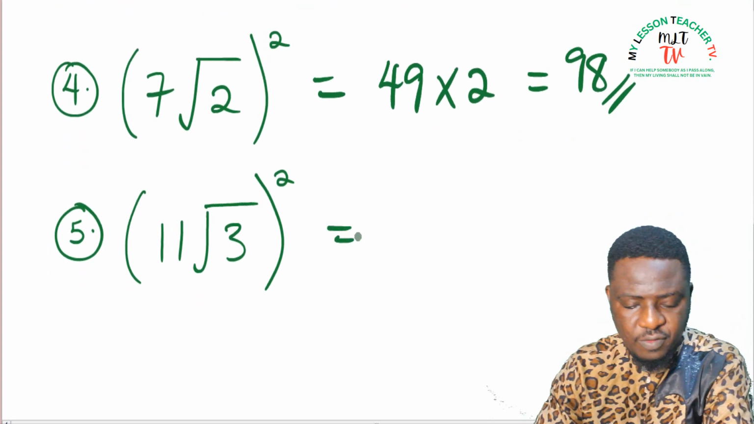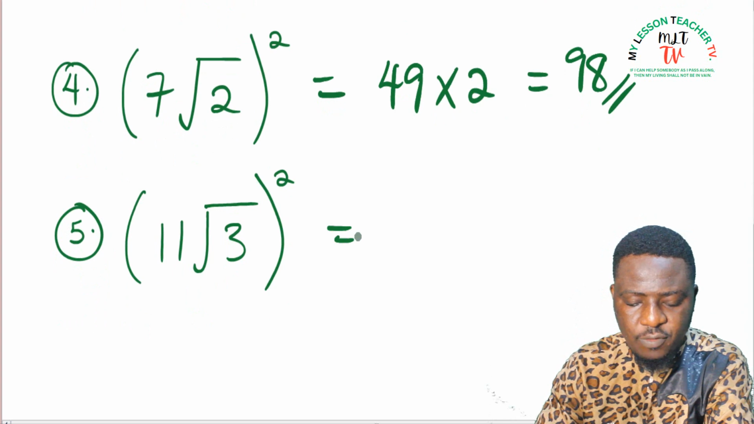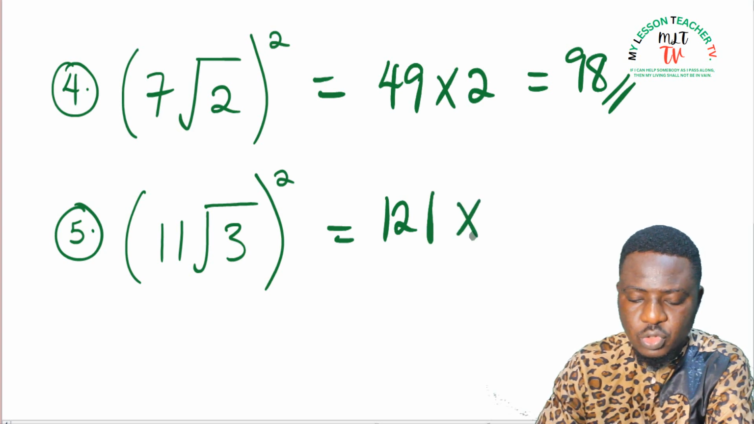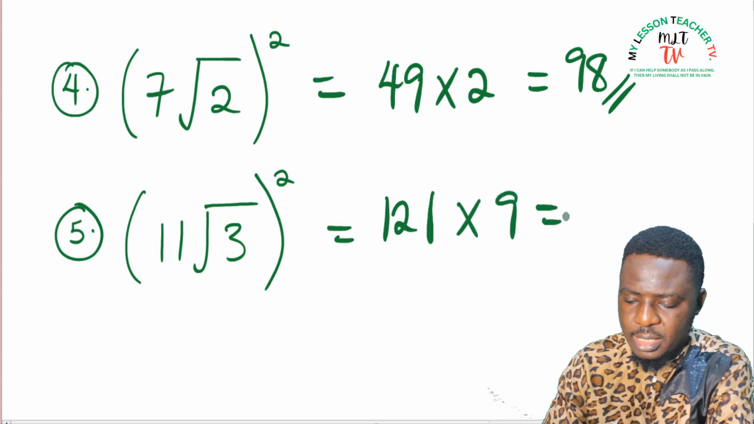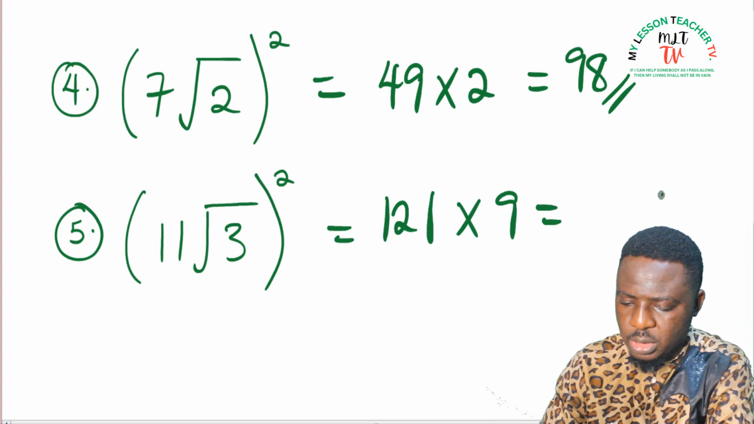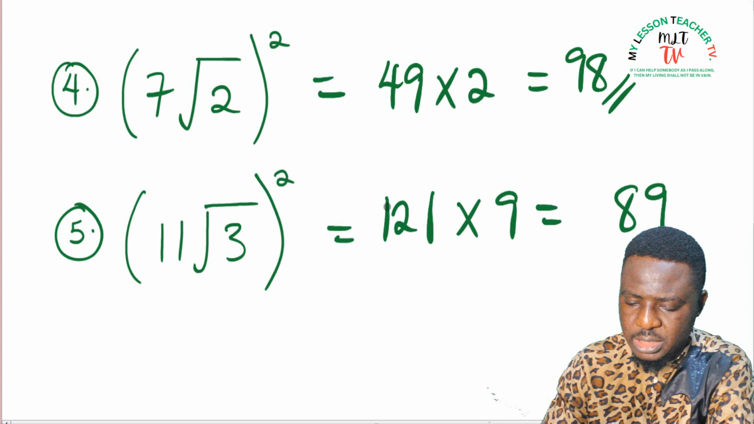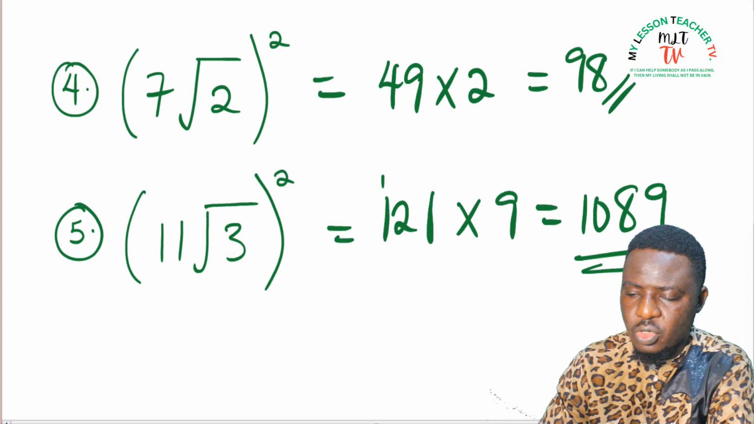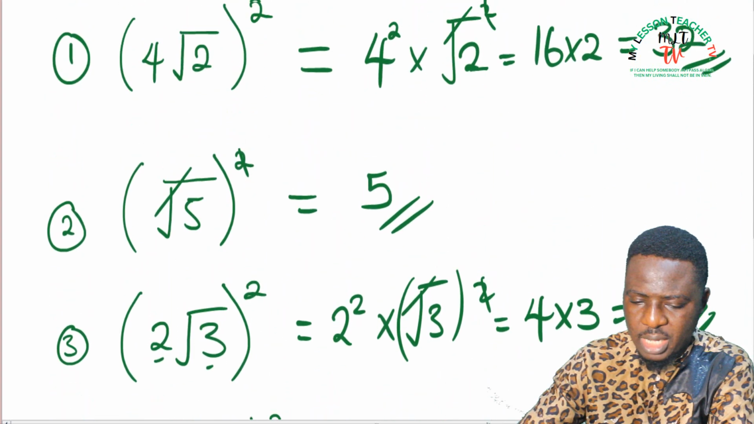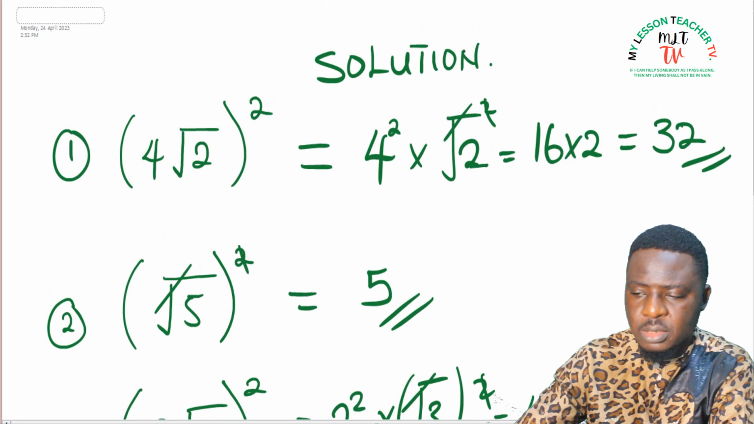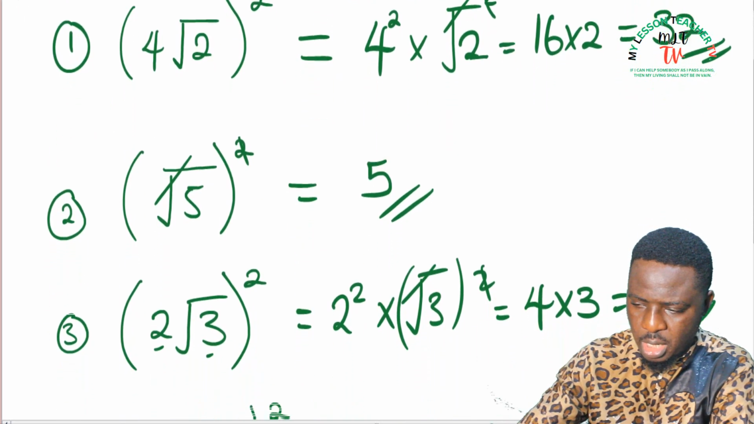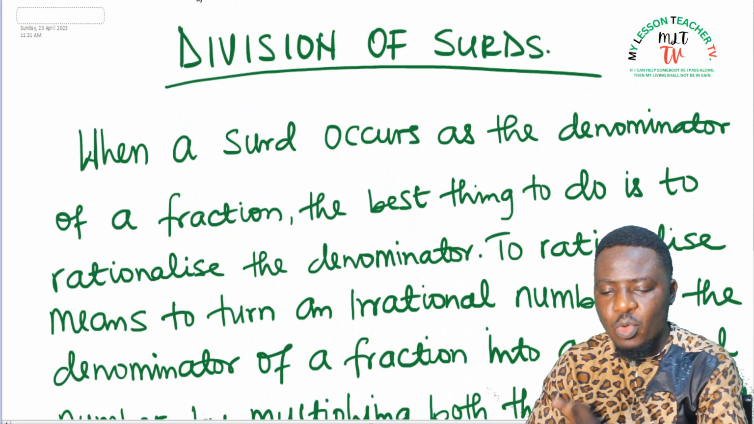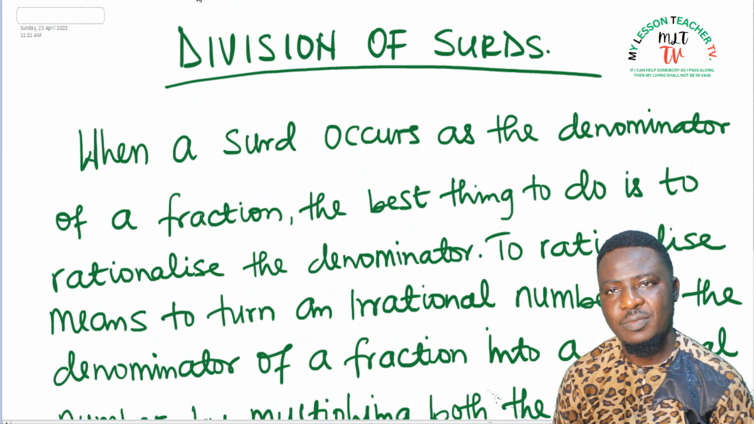And question number 5, bracket 11 root 3 squared. Square of 11 is 121 times square of 3 is 9, and this is going to give us 9 times 1 is 9, 9 times 2 is 18, carry 1, 9 times 1 is 9 plus 1 is 10, and this is your answer. So kindly confirm your answers from the last assignment to the answers I got, and do the necessary correction where necessary. In today's class, we shall be looking at divisions of SURDS.